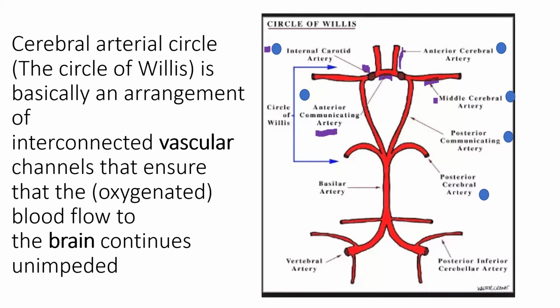Posterior communicating artery here, posterior cerebral artery right here. All right, vascular artery right here that I mentioned. So again, like I said, the circle of Willis is an arrangement of interconnected vascular channels that ensure that oxygenated blood flows to the brain continuous, unimpeded. Because of course all organs are important, but we're talking about your top 2, top 3 organs. Your brain is definitely in the top 2.